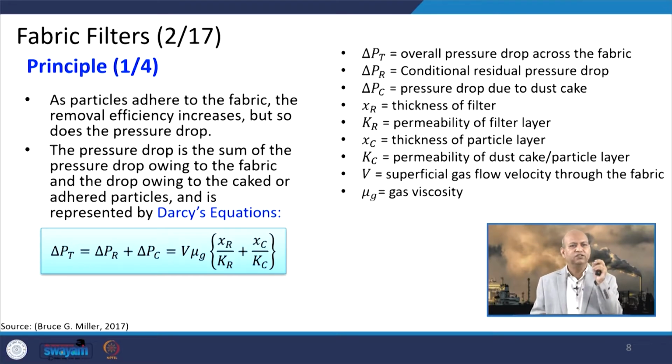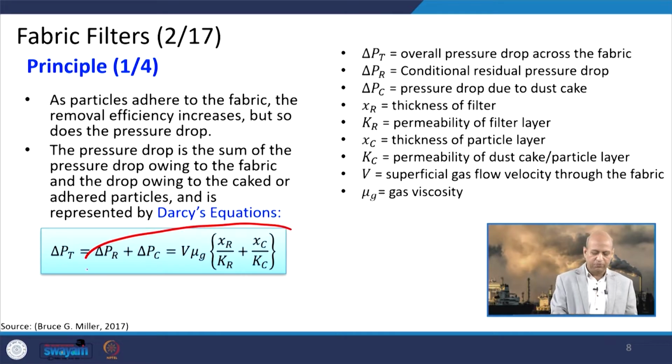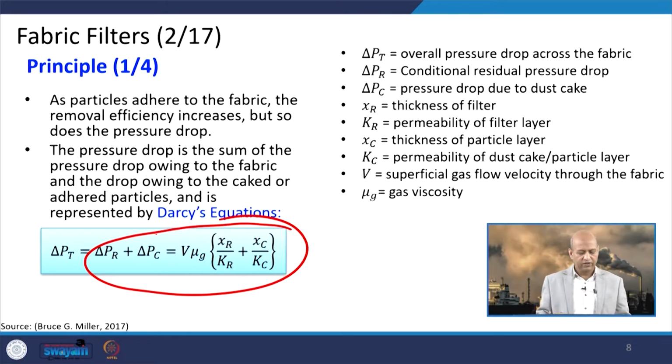The thickness of the filter, that fabric bag house filter, and the permeability of the filter layer, the thickness of the particle layer which will deposit over a period of time, and the permeability of that dust cake or particle layer should be known. The superficial gas velocity through the fabric filter, and the gas viscosity mu g, should also be known. All these parameters can be put in this equation, and we can get delta P t, the overall pressure drop.